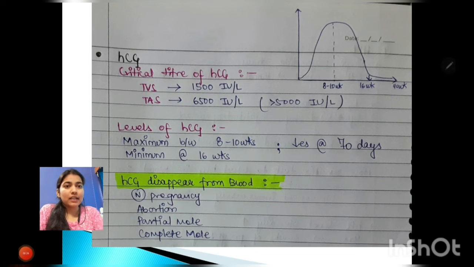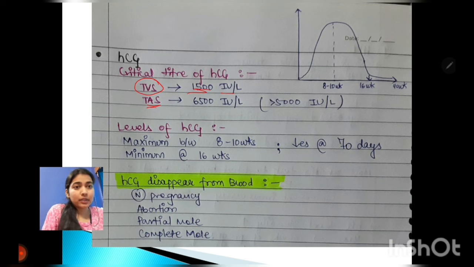HCG critical titer on transvaginal sonography is 1500 international unit per liter, while on the transabdominal sonography it is 6500 international unit per liter, more than 5000. So on the transabdominal scan you will get more than 5000, while on the transvaginal scan you will get it more than 1500 international unit in the intrauterine pregnancy.